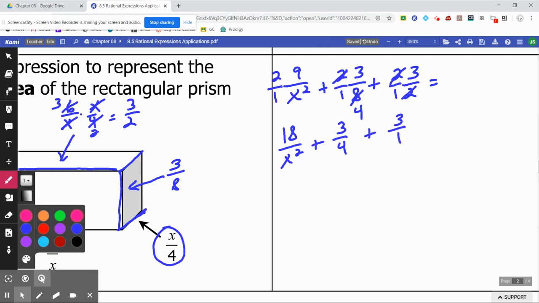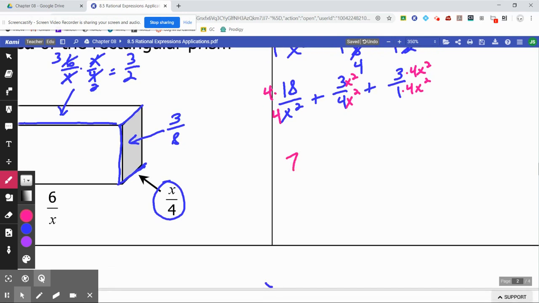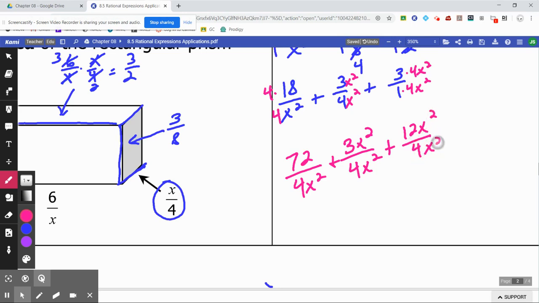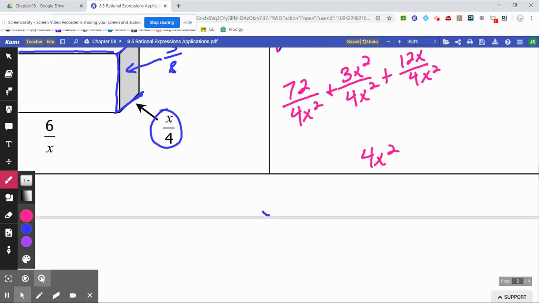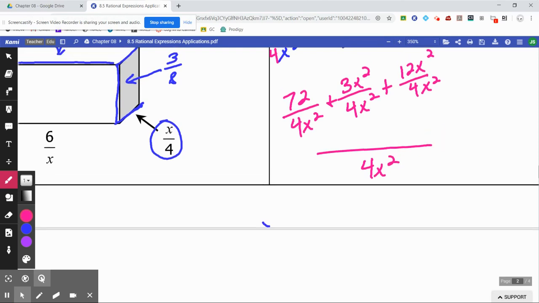Common denominator is going to be, I need a 4 here, so let's multiply top and bottom by 4. Here I need an x squared, so multiply top and bottom by x squared. Here we're going to multiply by both 4 and x squared, top and bottom. So therefore I have 72 over 4x squared plus 3x squared over 4x squared plus 12x squared over 4x squared. So there's your common denominator, 4x squared, and then let's add our tops together. 3x squared and 12x squared gives me 15x squared plus 72. And from there, you can try to factor, but that will not reduce.